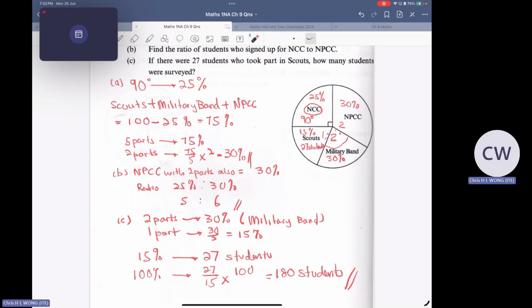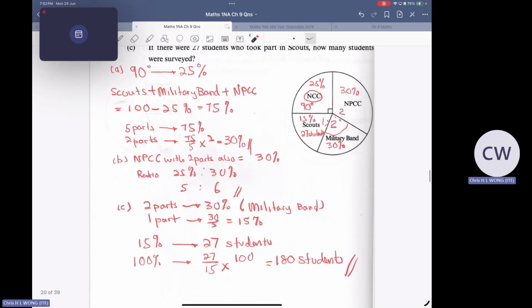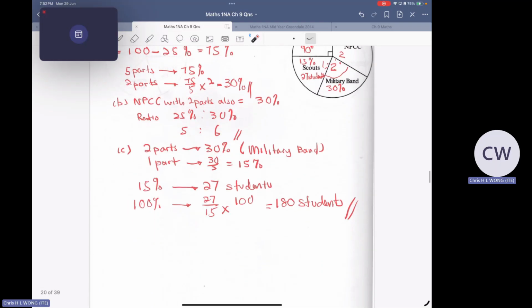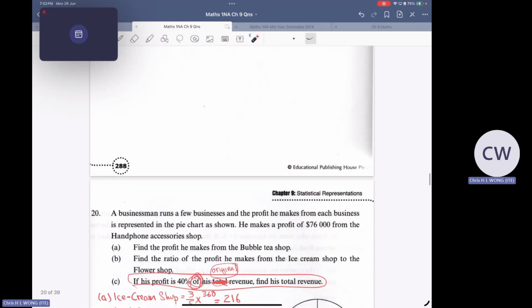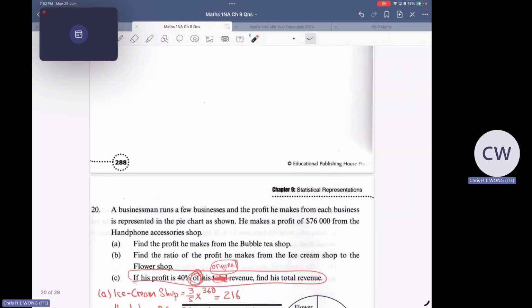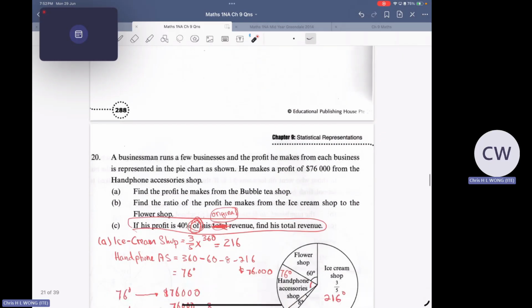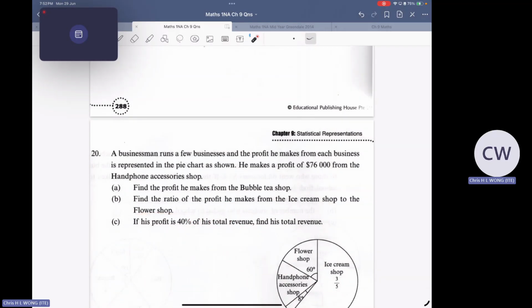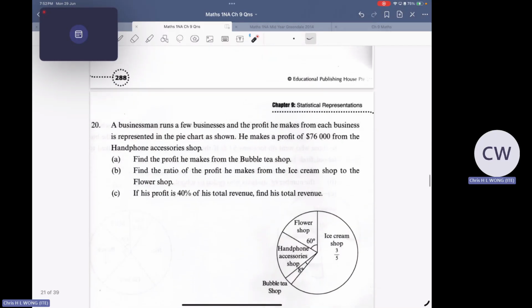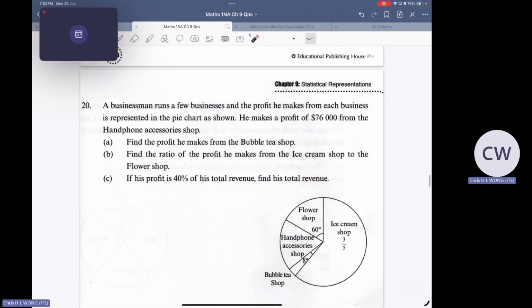Next one, it will be number 20. Okay, all good? Okay, 20. I will clear this first. You look at this, see what they give you. They give you degrees, they give you fractions, they mix everything together. You use what they give you to calculate.